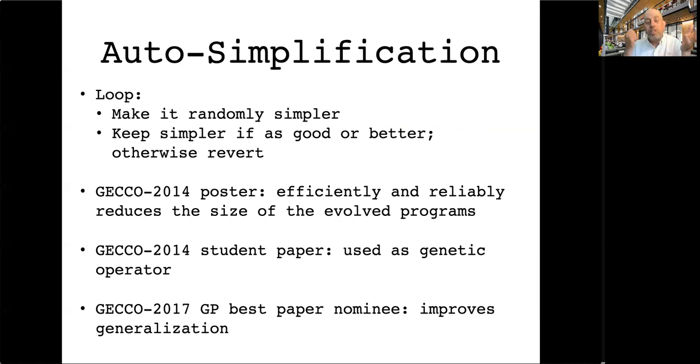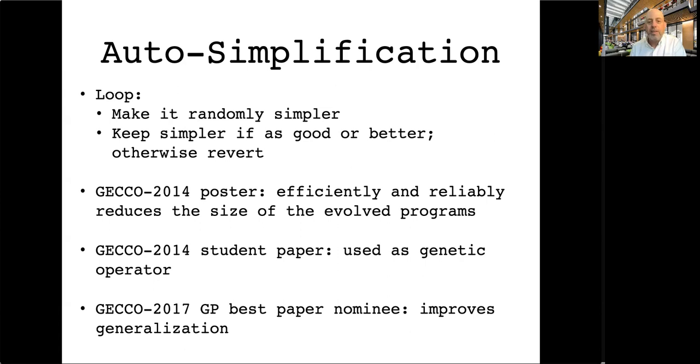You can simply remove something. It's not going to break the syntax. You can't break the syntax, right? Remove something or remove two or three things and test the program again. And if it produces the same results on the training data, remove a few more things. And if that breaks it and you start to get errors, then put those things back, but try removing some other things, okay? Ridiculously simple procedure here. Loop: make it randomly simpler, keep simpler if it's good or better, otherwise revert. So we routinely do that to everything we evolve.